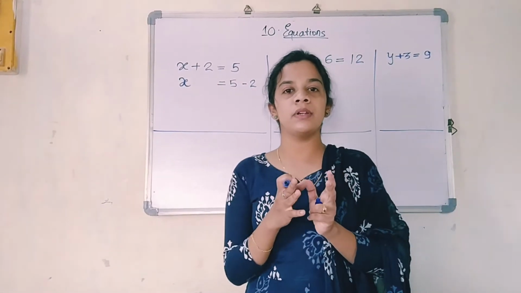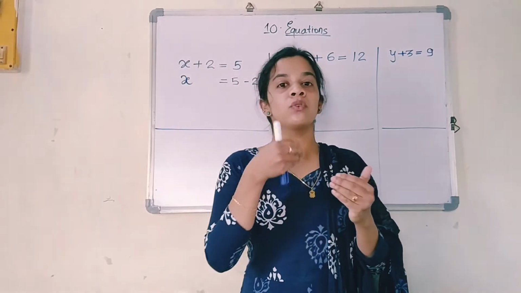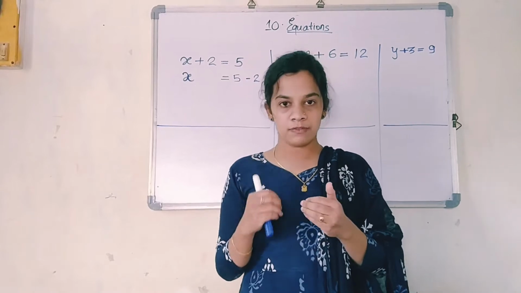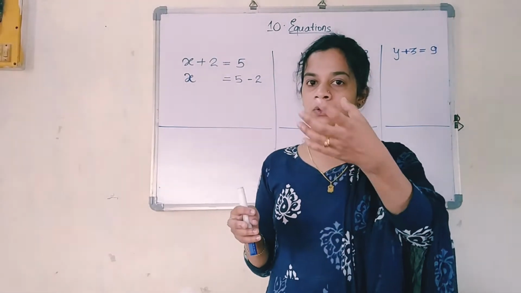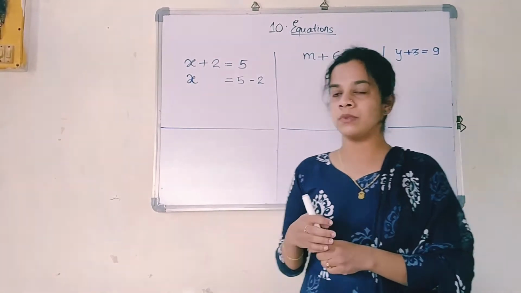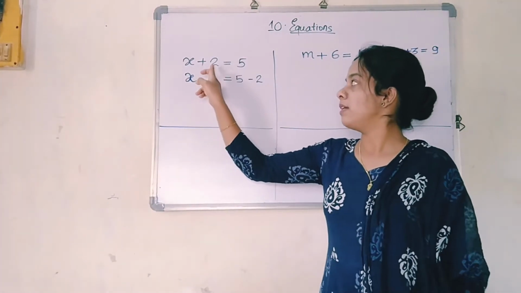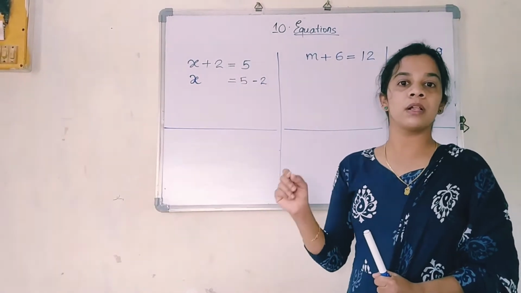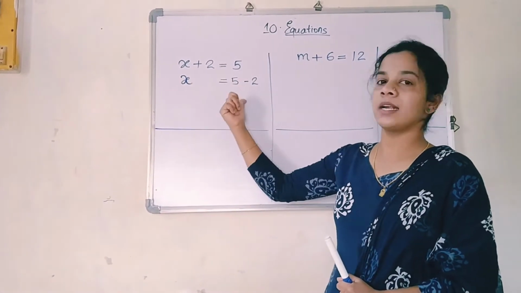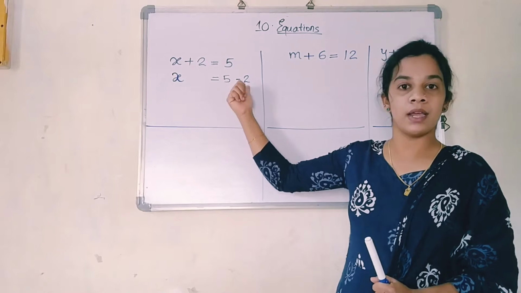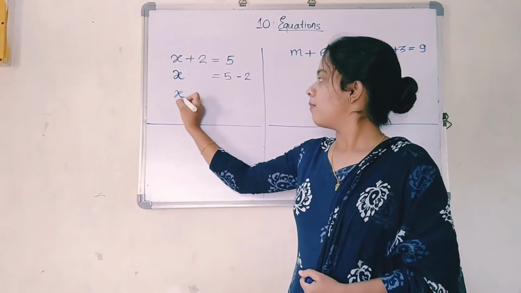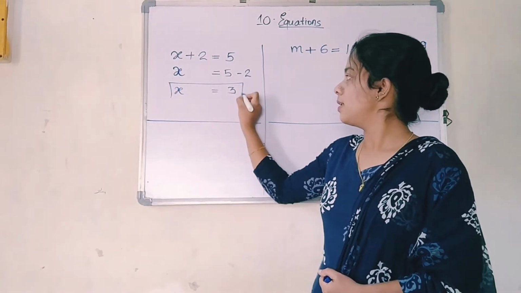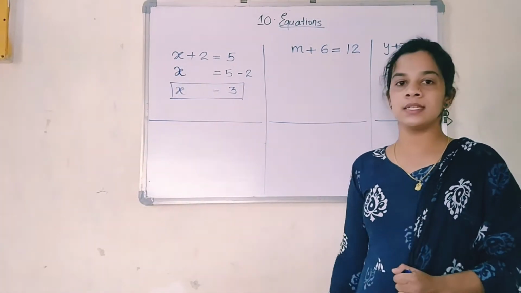Consider another example. If there is a river in between, and you want to go to the other end, if someone is taking you from one place to another, you are supposed to pay him something. In the same way, this 2 is traveling from this place to this place. While traveling, it is going to pay. Paying means the sign is getting changed. This is plus, and this becomes minus over here. So the value of x will be 5 minus 2, which is 3. You can clearly see the value of x is 3.